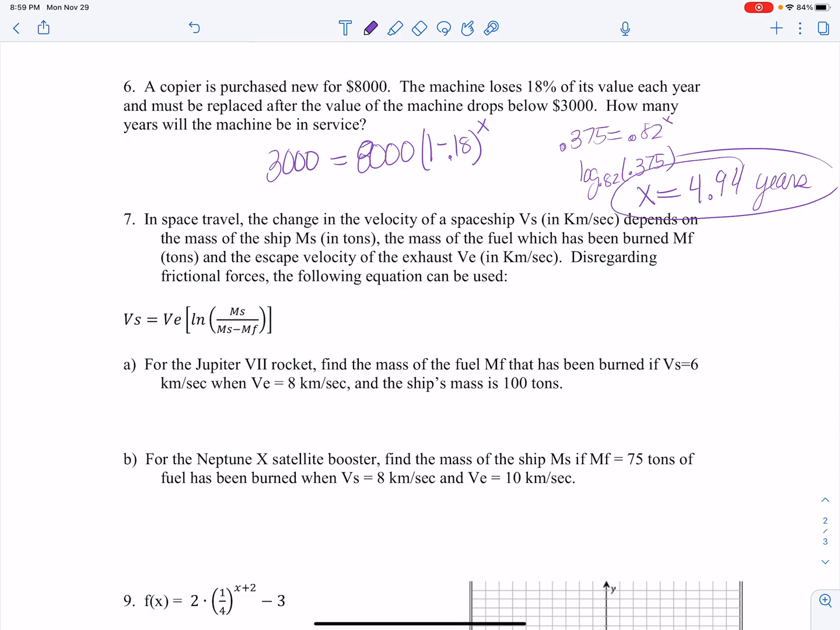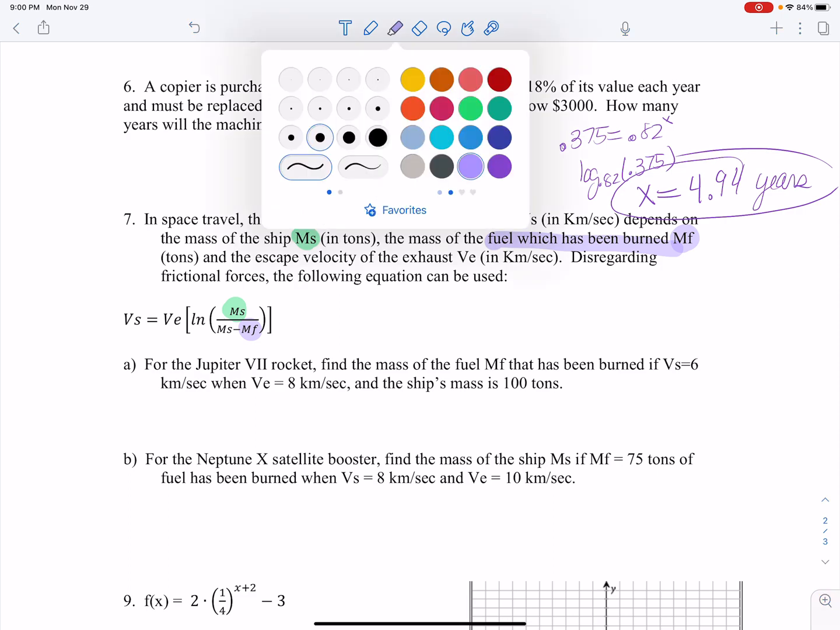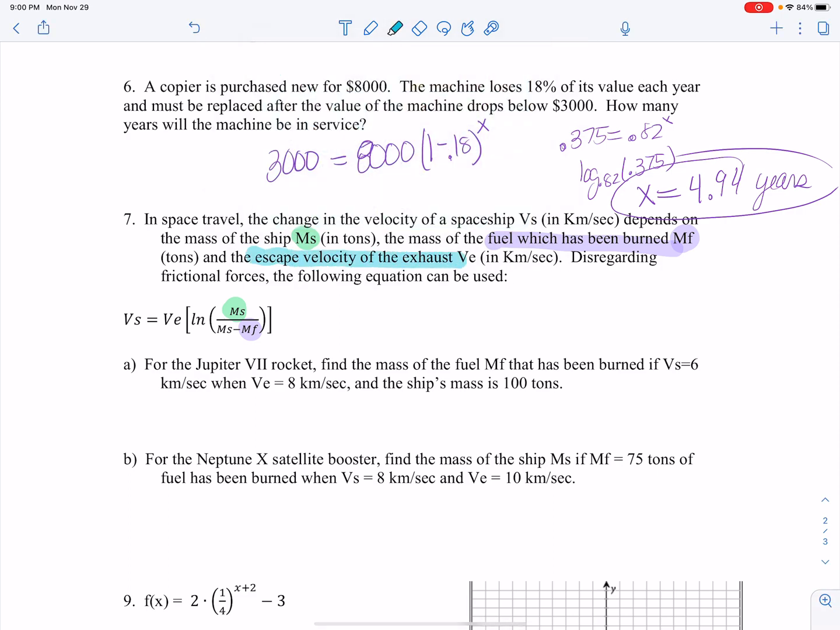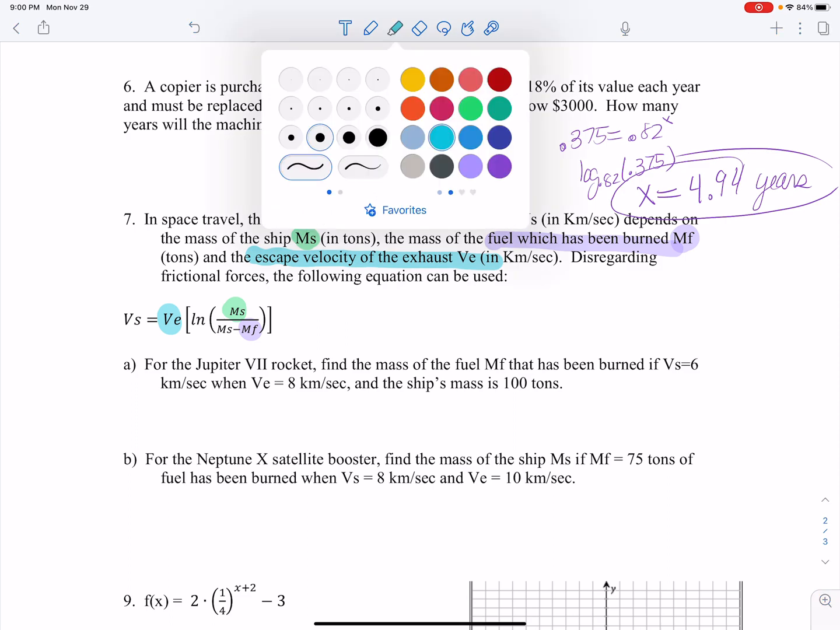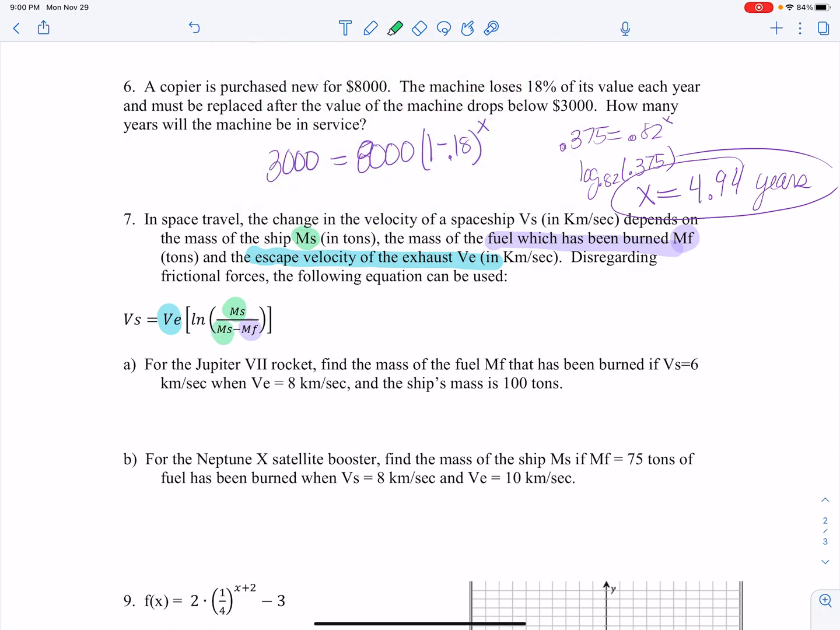So in space travel, the change in velocity, v sub s, in kilometers per second, depends on the mass of the ship. So that's my mass. So my mass of my ship is in tons. The fuel is MF in tons. Okay, so that's my fuel burned. Okay, and the escape velocity. So my escape velocity is VE, right? Disregarding all other forces. And so, MS is also here. Okay, so it's 2 places.